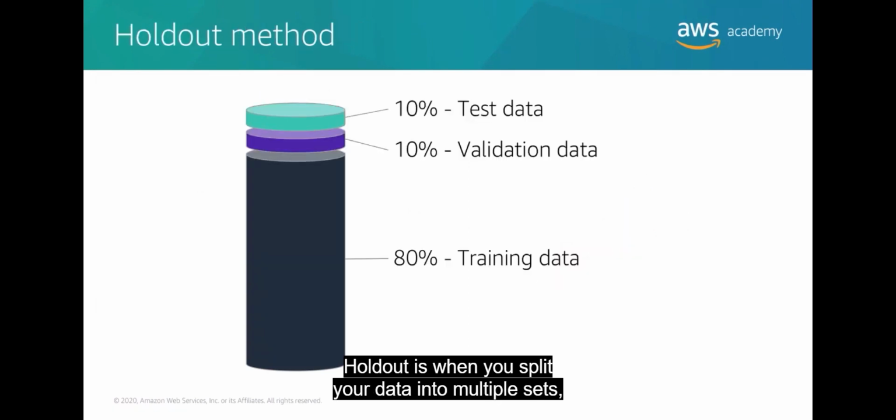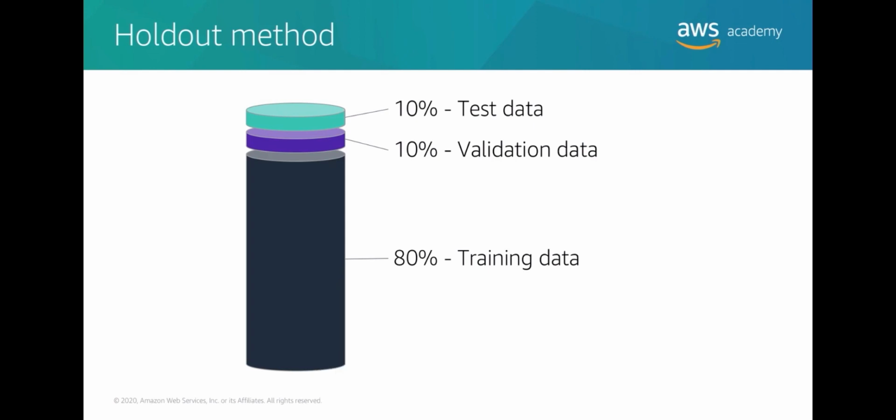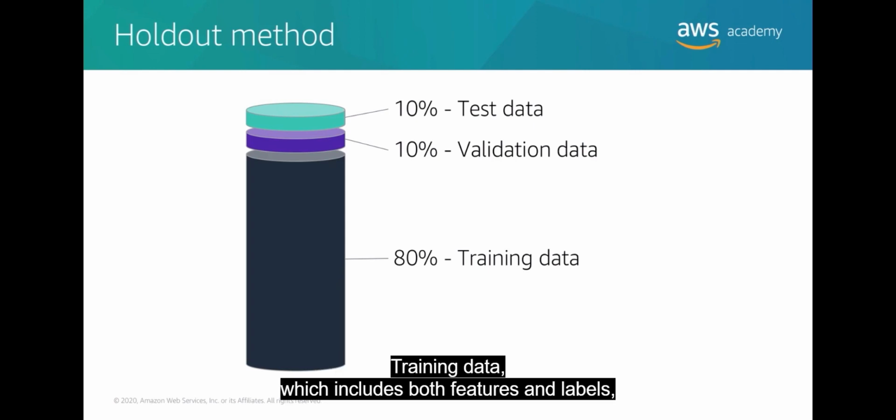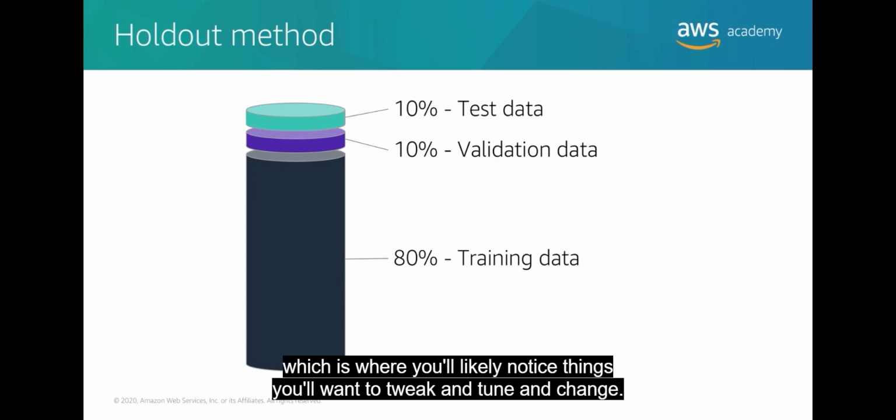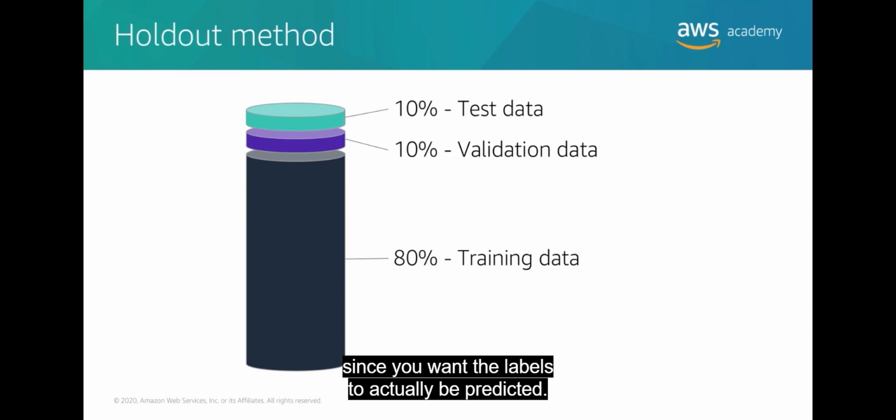Holdout is when you split your data into multiple sets, commonly sets for training data, validation data, and testing data. Training data, which includes both features and labels, feeds into the algorithm you've selected to produce your model. You then use the model to make predictions over the validation data set, which is where you'll likely notice things you'll want to tweak and tune and change. Then, when you're ready, you run the test data set, which only includes features, since you want the labels to actually be predicted.